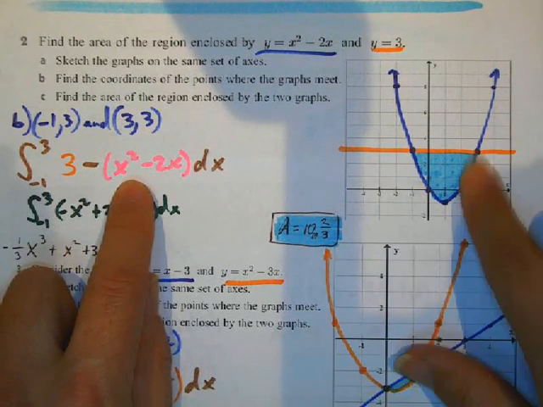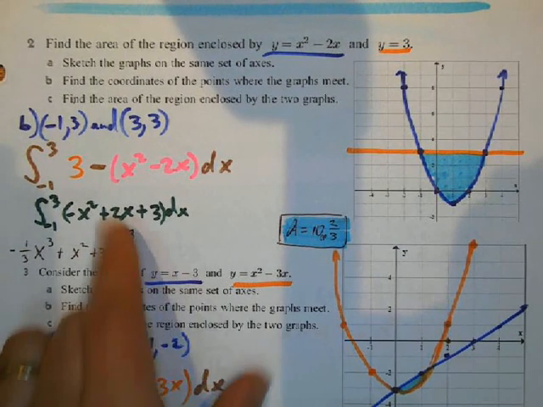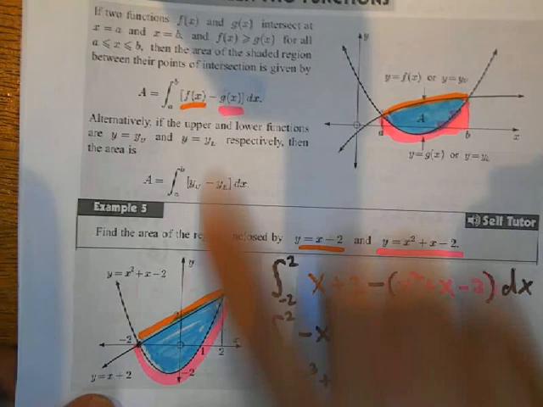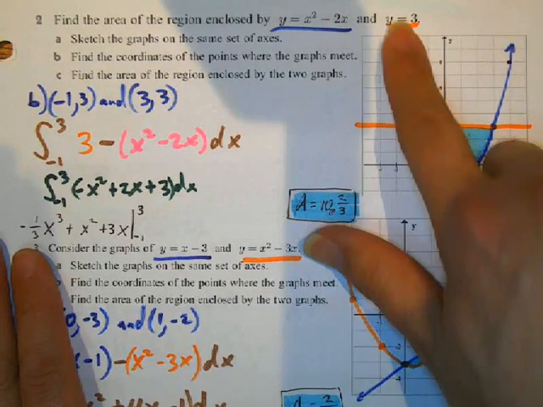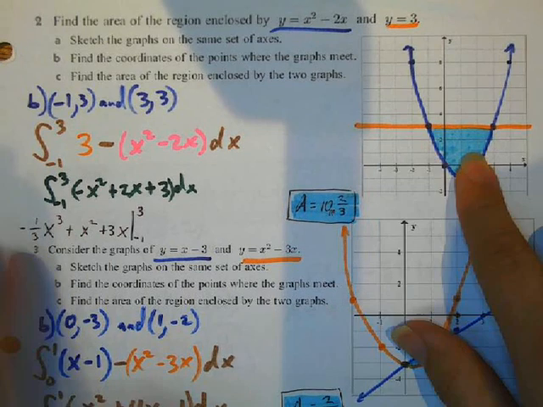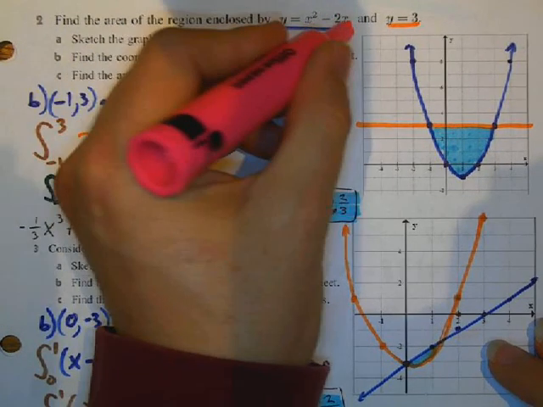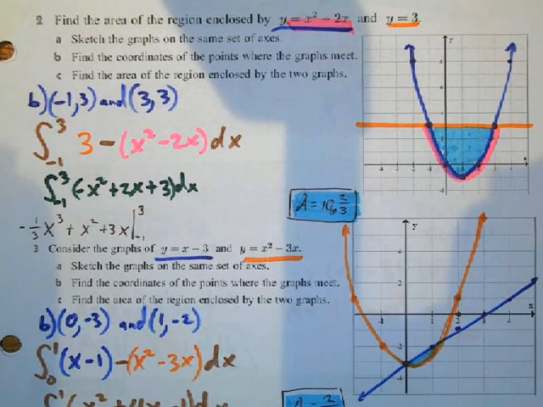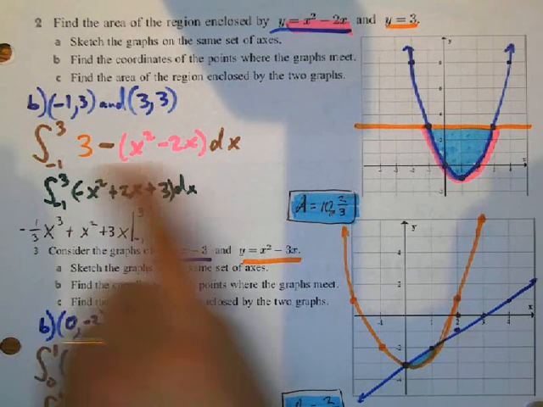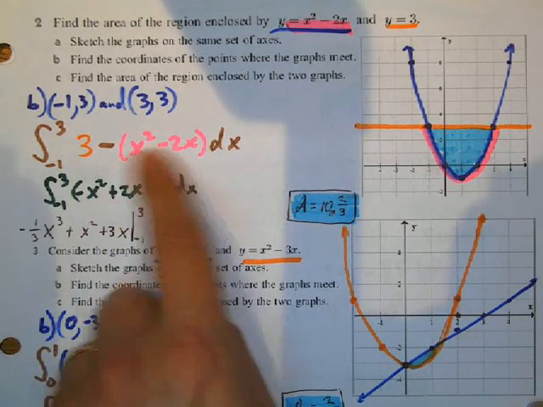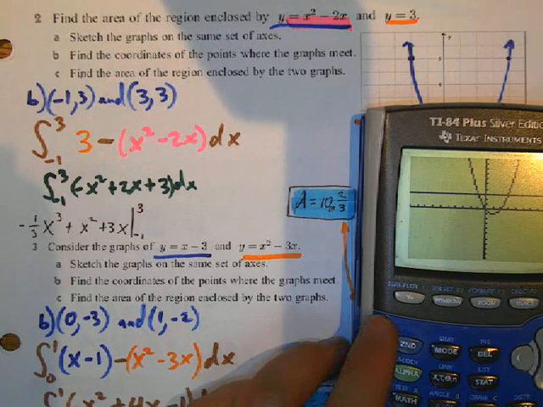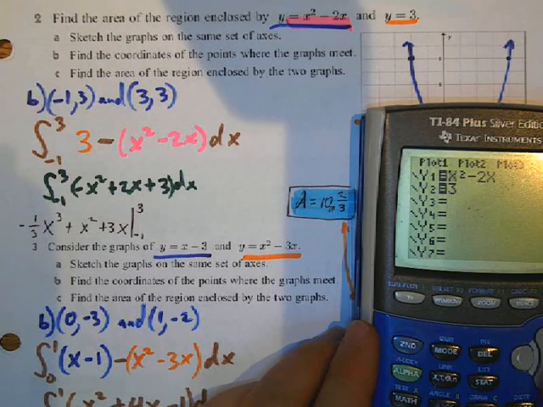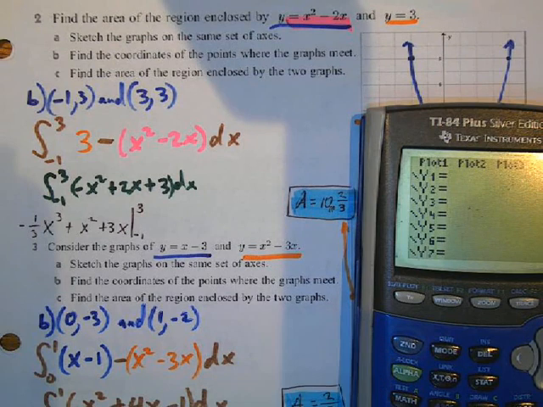Just like we did in our original problem, we do the top function minus the function that's underneath. Our top function, which is 3, minus the function that's underneath, which is x squared minus 2x. Okay. If I expand this and distribute that negative sign, I get negative x squared plus 2x plus 3. So if I type this into the calculator, I end up with 3 minus x squared plus 2x.